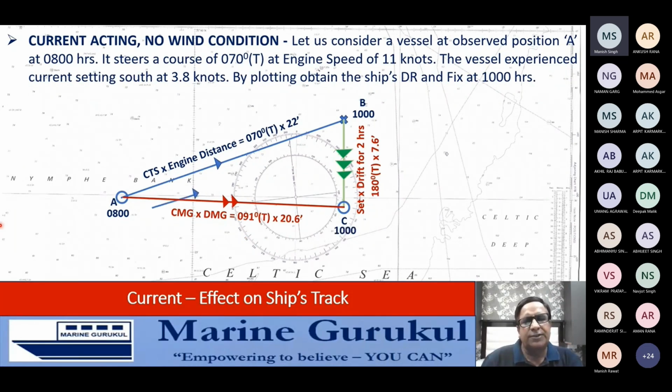So C is the fix at 1000 hours. D is the DR at 1000 hours. And the vessel's position will shift along the line AC, but her CTS does not change. CTS remains 070 degrees. So you see when the vessel reaches here, her heading is aligned in this direction, that is 070, but her position is shifting along this CMG line. When she reaches here, everywhere the heading is the same as 070, but position is shifting along the CMG line.